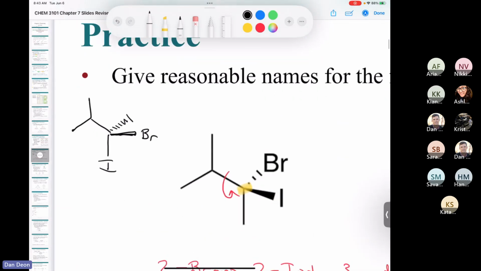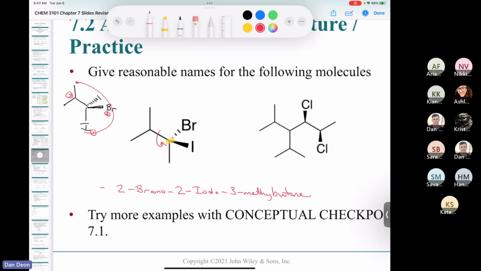So then if we try to identify the stereochemistry, we start with 1, and then 2, of course, we go by atomic number here, so 1, 2, 3, like this, and it's going backwards, so that would be an S compound. So it would be S, 2-bromo, 2-iodo, 3-methylbutane. There is another way to do it.